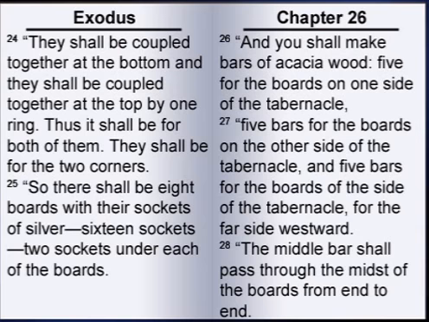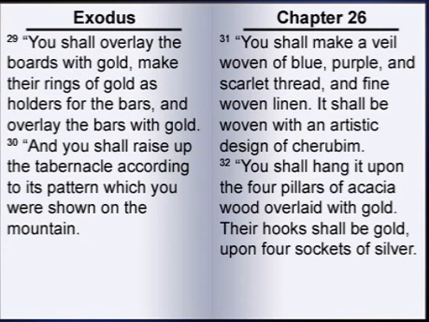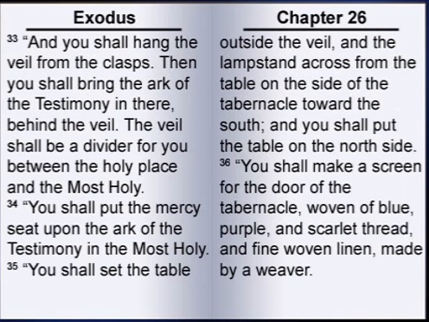The middle bar shall pass through the midst of the boards from end to end. You shall overlay the boards with gold, make their rings of gold as holders for the bars, and overlay the bars with gold. And you shall raise up the tabernacle according to its pattern, which you were shown on the mountain. You shall make a veil woven of blue, purple, and scarlet thread, and fine woven linen. It shall be woven with an artistic design of cherubim. You shall hang it upon the 4 pillars of acacia wood overlaid with gold. Their hooks shall be gold upon 4 sockets of silver, and you shall hang the veil from the clasps.